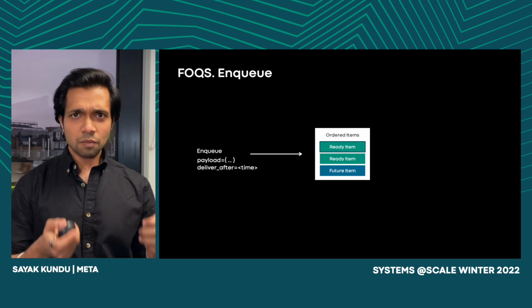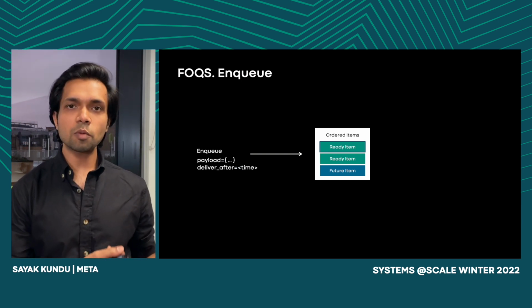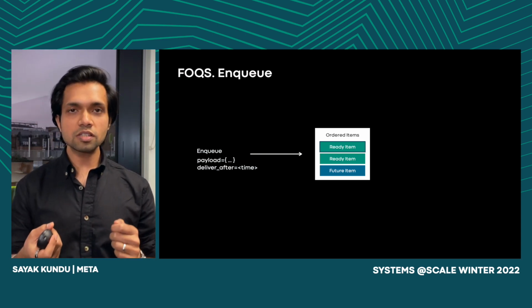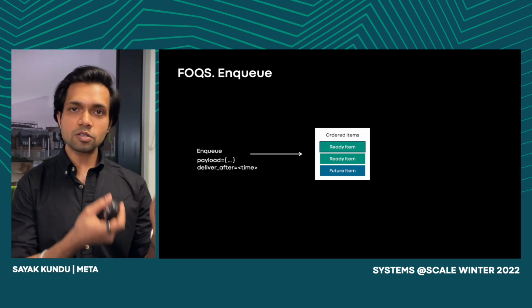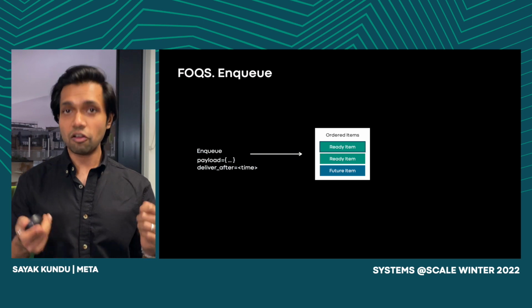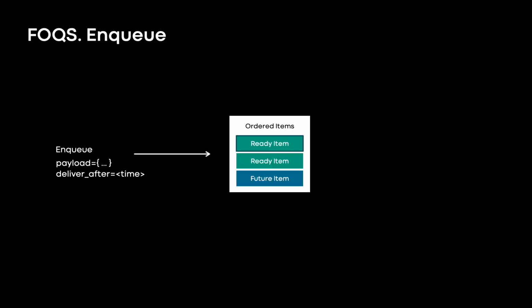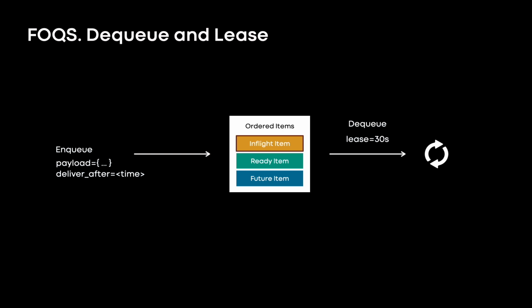Fox. Being a priority queue, it has an enqueue operation which the customer can call in order to push their payload into storage. Along with the payload, they also specify a deliver after timestamp to indicate when the item will become available. For the DQ operation, when the customer calls it, then along with the item that's available for DQ, they also get a lease. Over here, the lease is configured to be that of 30 seconds.